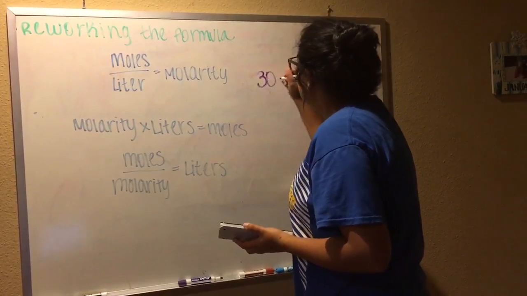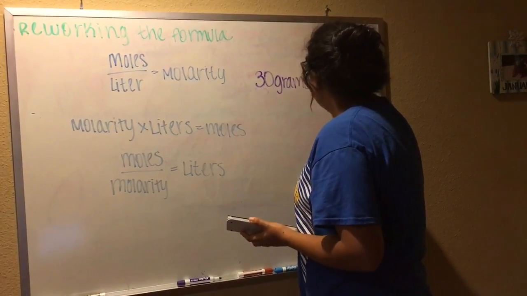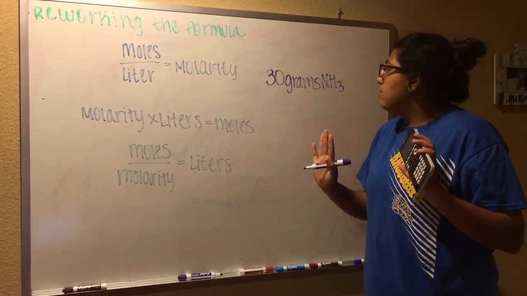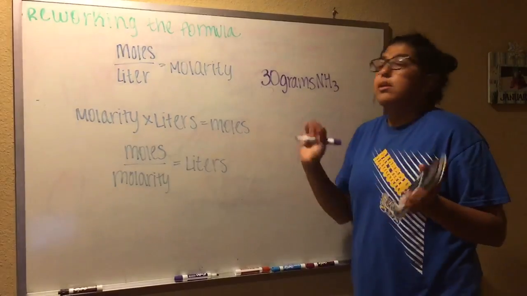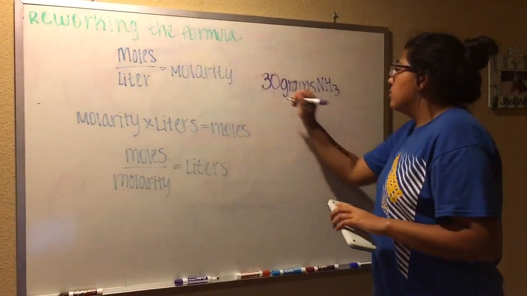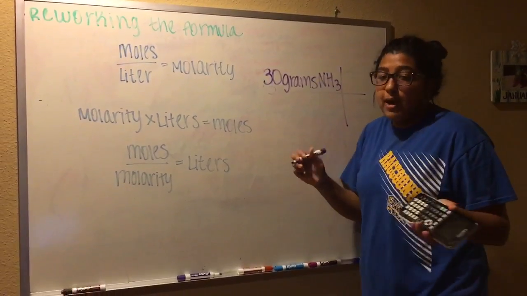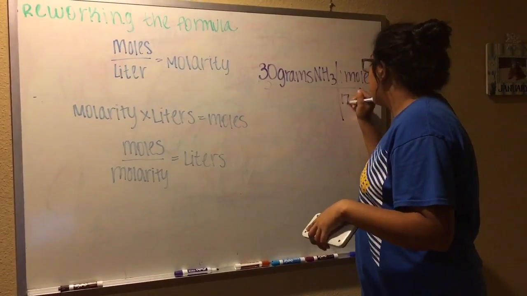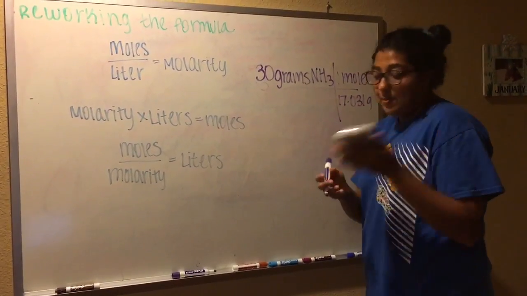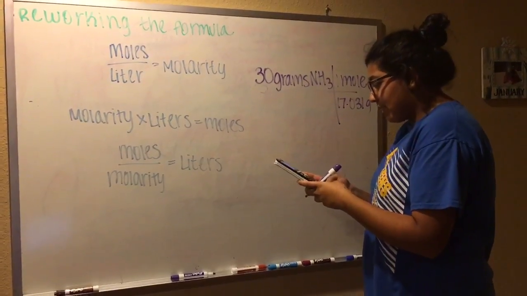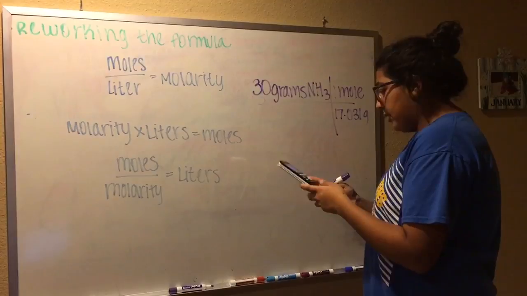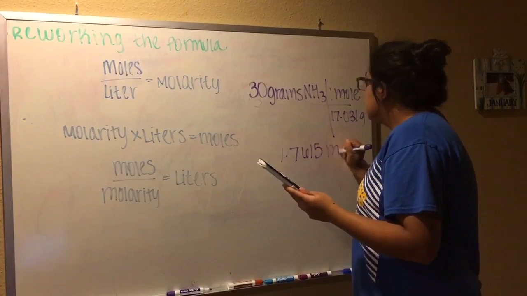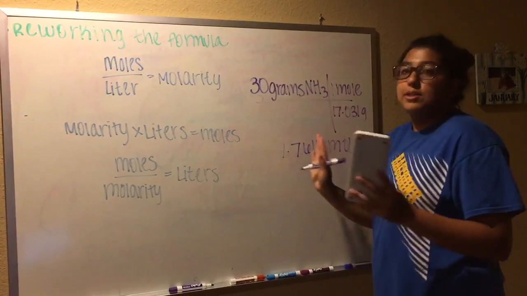So if you have 30 grams of NH3 and you want to find out the molarity of it, then you first want to convert it to moles. You do this by using the molar mass. So 1 mole is equal to, and I already have this looked up, 17.031 grams. Now I'm going to use my calculator and do 30 divided by 17.031, and that equals 1.7615 moles. If we're doing sig figs, we'll just do 2, but it's okay.